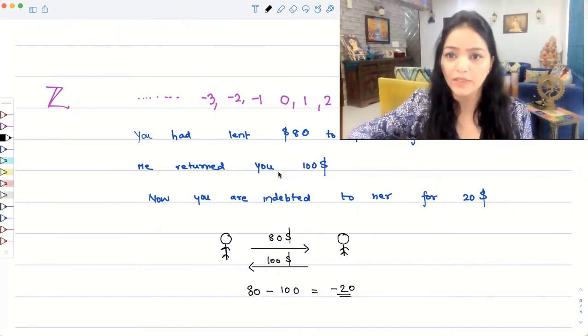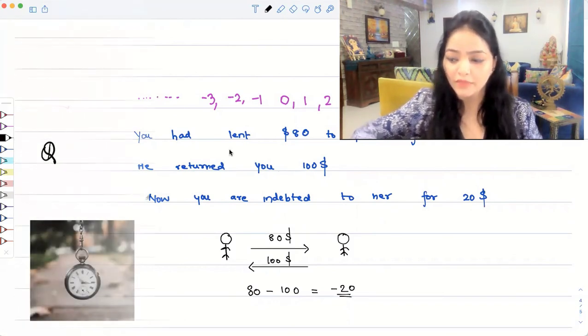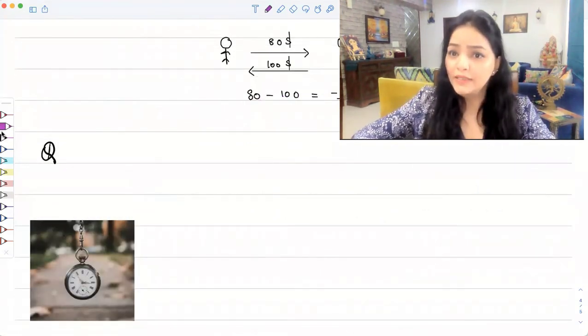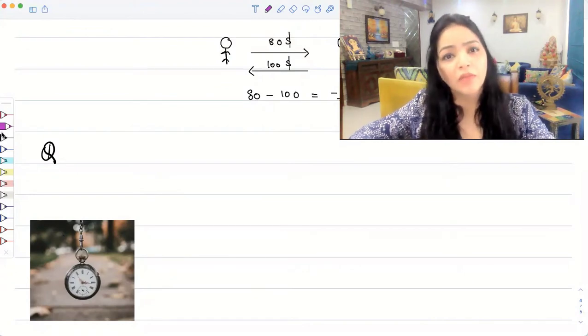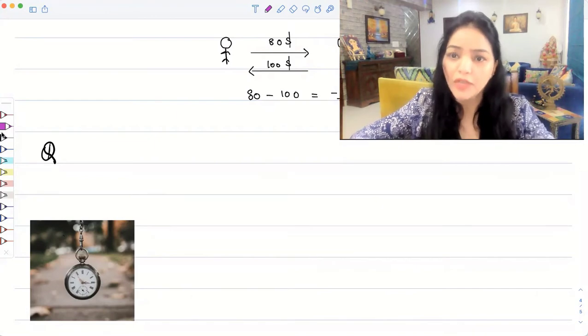Integers are basically all whole numbers, including the negative numbers. Now the truth is that we cannot just think of numbers in terms of integers or whole numbers or natural numbers.